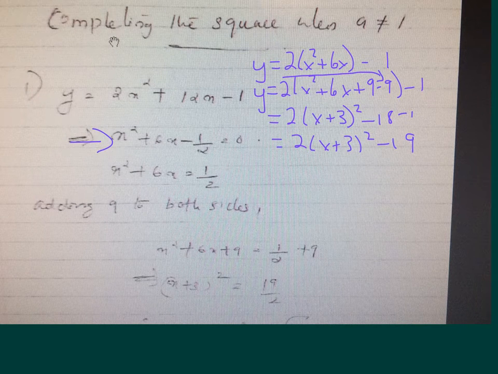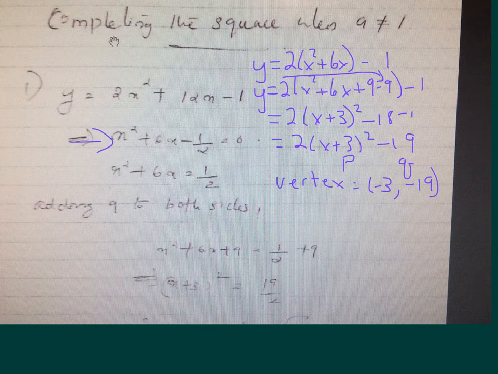There. So now we have it in what we call y equals a times (x minus p) squared plus q form. This is p, this is q, and we can then just read the vertex from the equation. The vertex is (minus 3, minus 19). Then you're done.